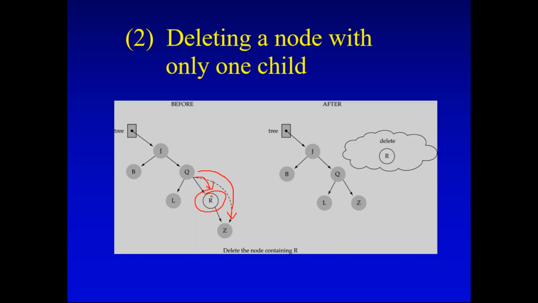That may point either to the right child of R, or it may be the left child, anywhere. That's it. This is how you will delete a node which has only one child. So the resultant tree will be something like this. This is the resultant tree that you get after deleting.